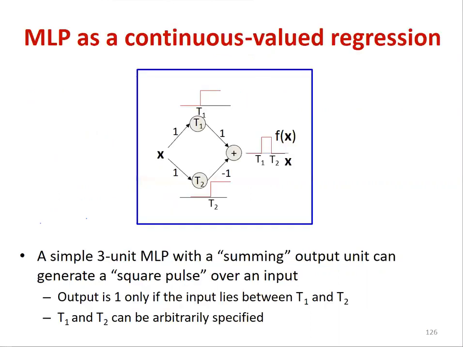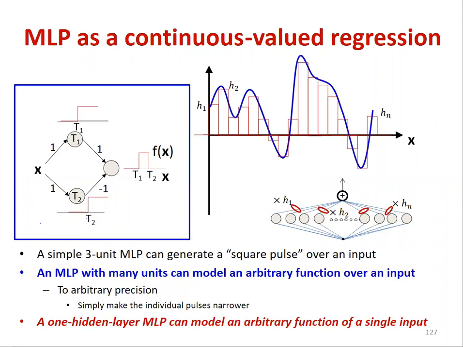Now, let's look at MLPs as continuous valued regression. We already saw that a simple 3-unit MLP with a summing output can generate this kind of a pulse waveform, where the output is going to be 0 if the input lies below some T1. It's going to be 1 between T1 and T2, and 0 outside, right? And once you can generate this kind of pulse, you can always use those little square waves, scale them to approximate any continuous valued function. But this is for scalar functions.